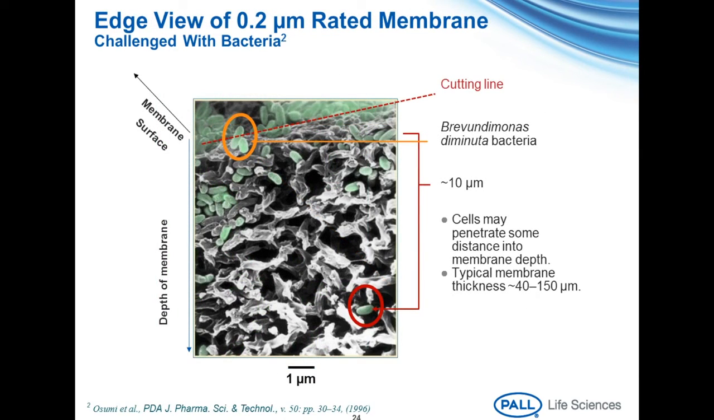This picture is of a membrane cutaway under bacterial challenge. Brevundimonas diminuta bacterium is shown retained both on the membrane surface and within the matrix. Additionally, one can see that the Brevundimonas bacterium have penetrated into the membrane at a depth of 10 micron. It should be noted that a typical membrane thickness is roughly 40 to 150 micron. The thickness of the membranes, along with using a multi-layered approach, is critical to bacterial retention, especially with a high-risk fluid.